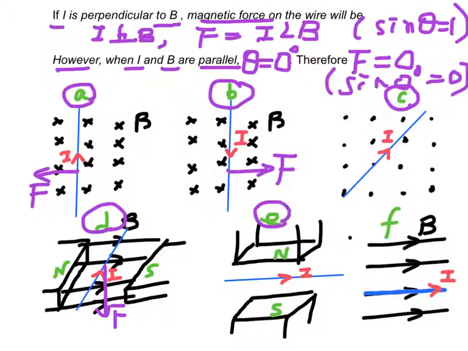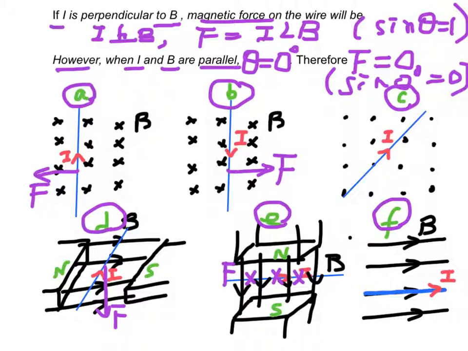In case E, the magnetic field lines are downward. By using the left-hand rule, the magnetic force on the wire will be into the plane of the paper. For case F, since the direction of current I in the wire is parallel to the direction of magnetic field, there is no magnetic force acting on the wire, F equals 0.